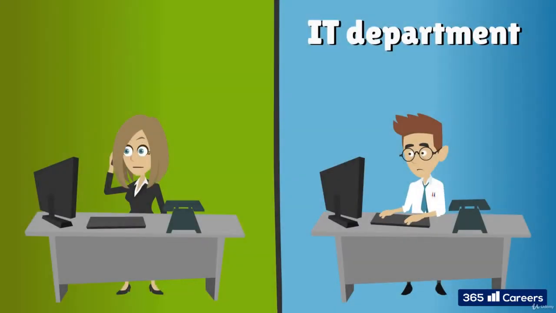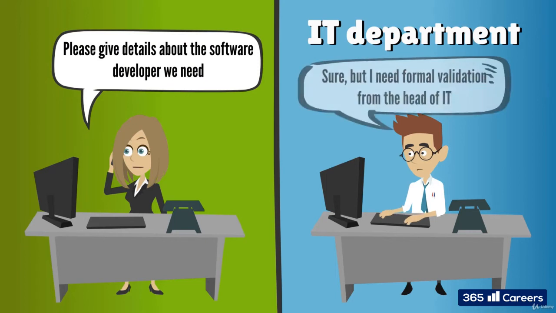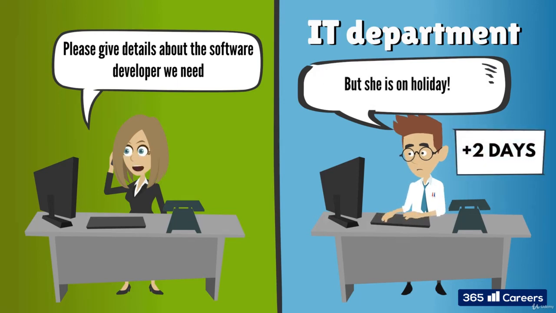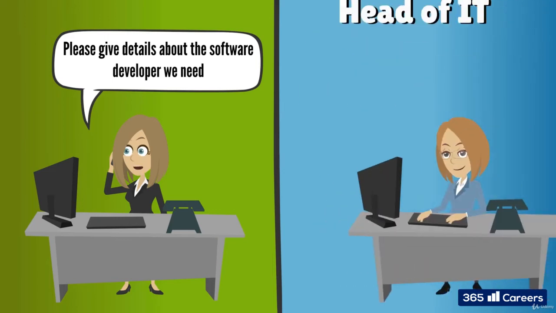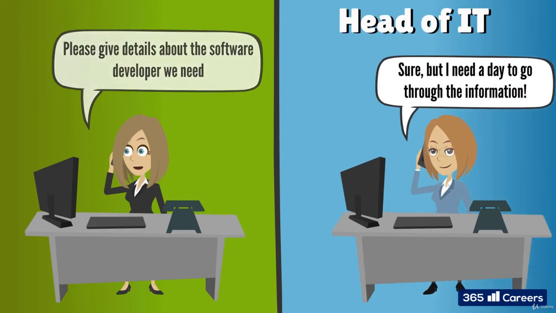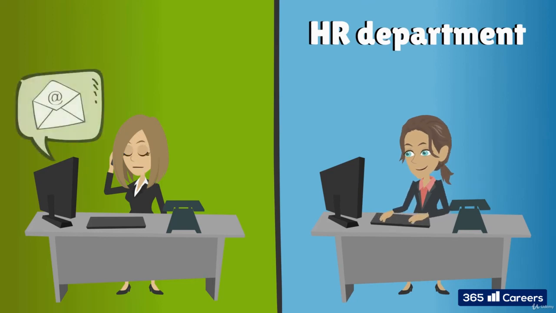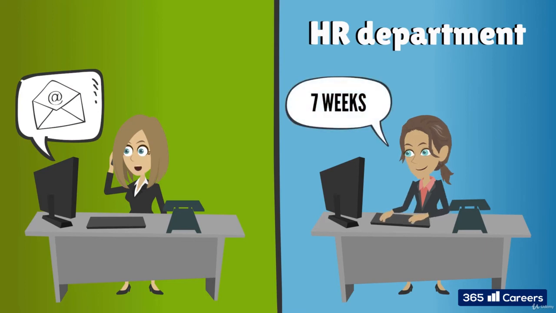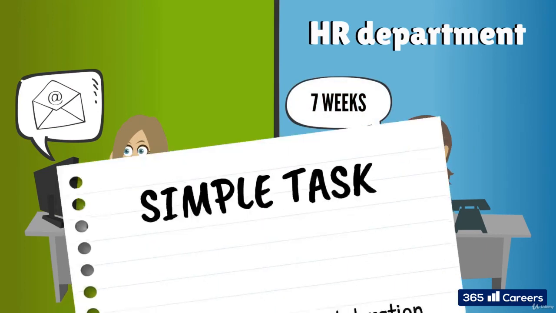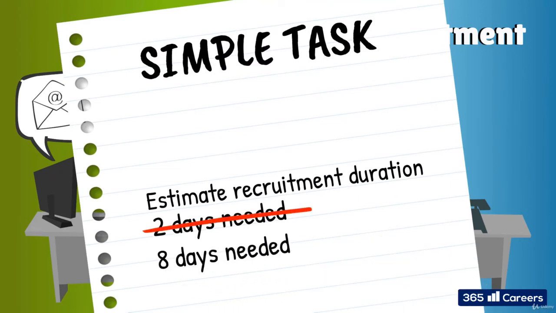The next day, you call your colleague in the IT department and ask them for the details HR needs. They respond quickly with most of the information, but recommend you get formal validation from Sandra, head of IT. But Sandra is on holiday for the next 2 days. You have no choice but to wait. When Sandra returns, she's happy to help, but needs a day to go through the information and validate it. Finally, the following day, you get the information and send it over to HR. They review it and give you an estimate of 7 weeks. Awesome. Task completed. Although instead of 2 days, it took you 8 days to estimate recruitment duration and fit it into your plan.